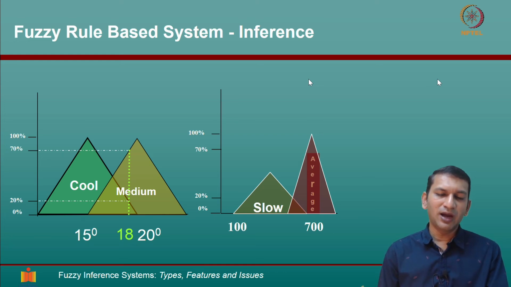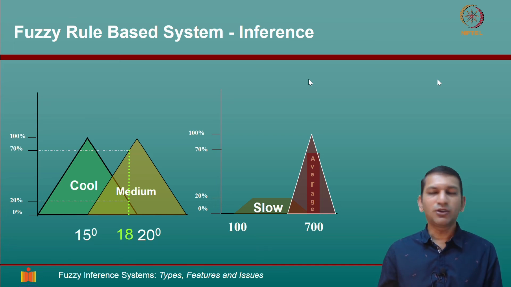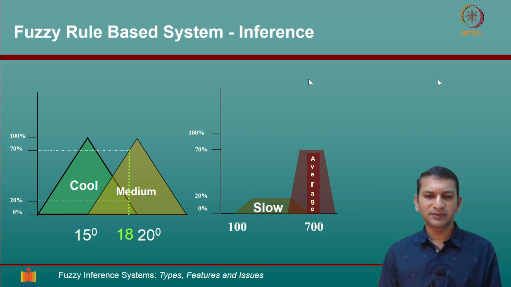We are taking this value and we are modifying the corresponding consequent, which is slow. How are we modifying? Perhaps we will just cut it off, we'll threshold it. If you are looking at a min kind of an operation, we'll just threshold it. So you see here, using the extent to which a given input belongs to the antecedent of a rule, to that extent we are modifying the consequent. And in this case, when we talk about modifying, we are only thresholding it. Similarly, the consequent for medium is average, and 18 belongs to degree 0.7 in medium. So we will take this value of 0.7 and accordingly we'll threshold the average fuzzy set.